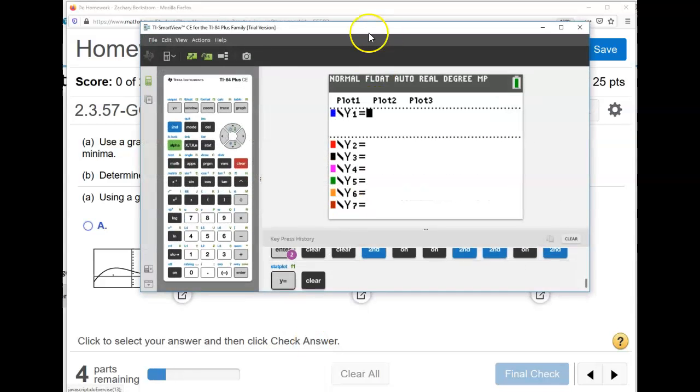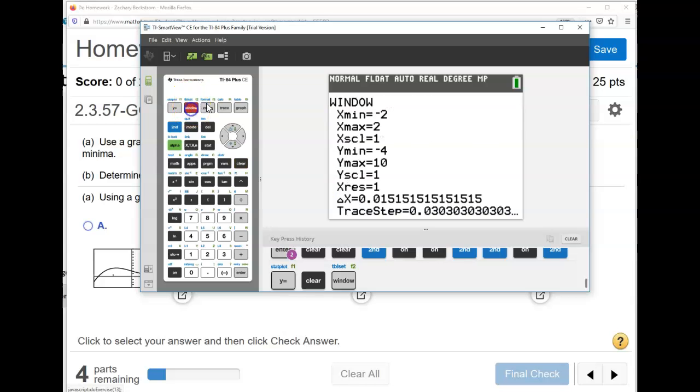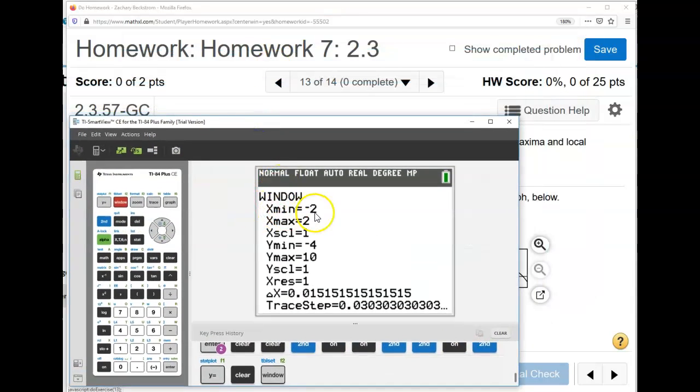In order to set up our window, I'm going to go to my calculator and hit window, and I've already set it up here. You see I have my x minimum value is -2, my x maximum value is +2. You can just leave the scaling as 1, and then you can change your y minimum value to -4 and your y maximum value to 10.